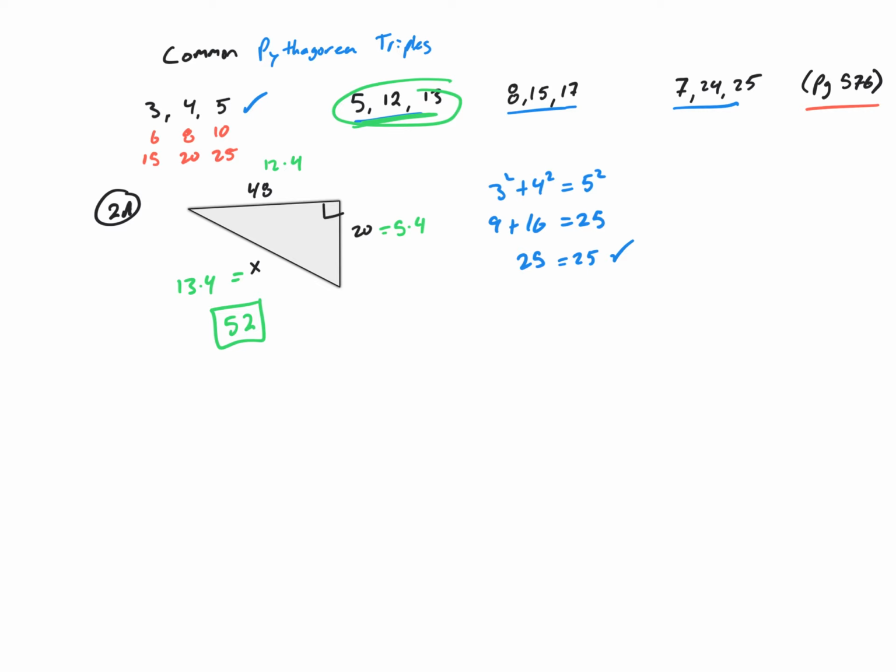Could I have used Pythagorean theorem and found the exact same answer? Yes, I could have, and there's nothing wrong with that. This is just an idea. Hey, you want to make it go a little bit faster? If you know your Pythagorean triples, it can speed up the process.